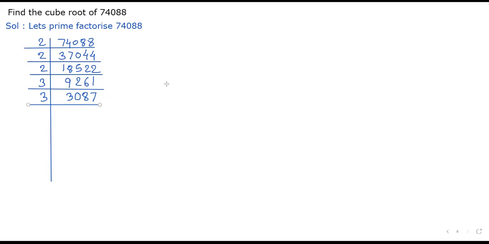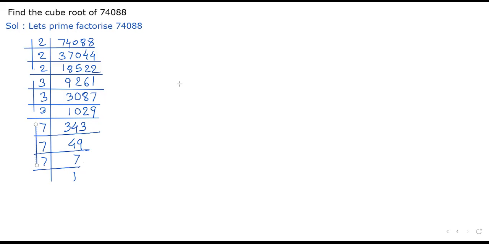Again, it's divisible by 3. 3 1s are 3, 3 0s are 0, 3 3s are 9, 3 4s are 12. Again, it is divisible by 3. So 3 3s are 9, 3 4s are 12, 343. And 343 we know is a cube of 7. 7 49s are 343, 7 7s are 49, 7 1s are 7. Let me check: triplet of 2, triplet of 3, and triplet of 7. Triplets are complete.